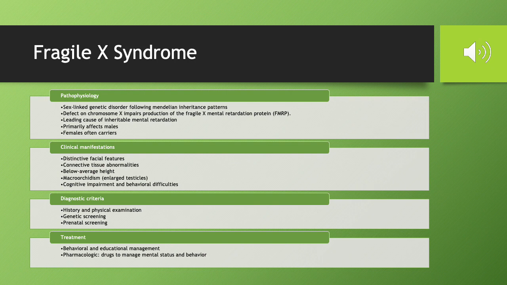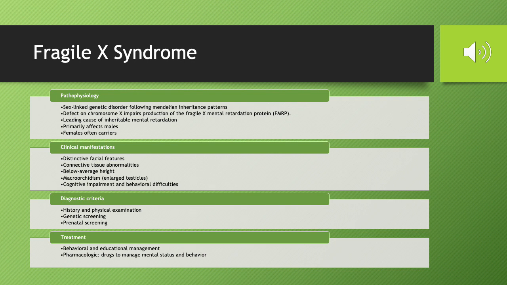So this is Fragile X syndrome, and this is also a sex-linked issue. Similar to Turner syndrome, there is a defect on chromosome X, but it doesn't have to do with monosomy, so that is one of the distinctive differences between Fragile X and Turner syndrome. Fragile X is not dealing with a monosomy of the chromosome. It's just a defect on the chromosome that is associated with sex, more particularly the chromosome X. So it does cause mental retardation, and it normally affects males, but females can be carriers of Fragile X syndrome.